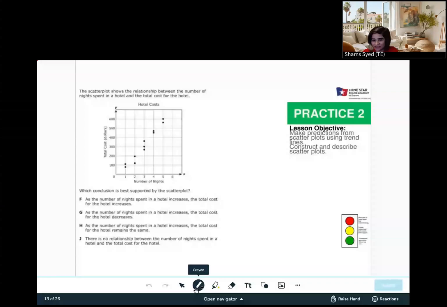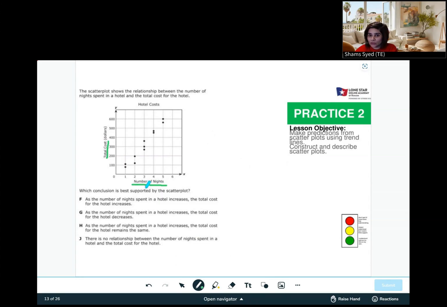Let's go try another one, which has to do with describing a scatter plot. And here it is. And this is all the different ways you will be assessed. So here we are. The scatter plot shows the relationship between the number of nights spent in a hotel and the total cost for the hotel. Here is the total cost.